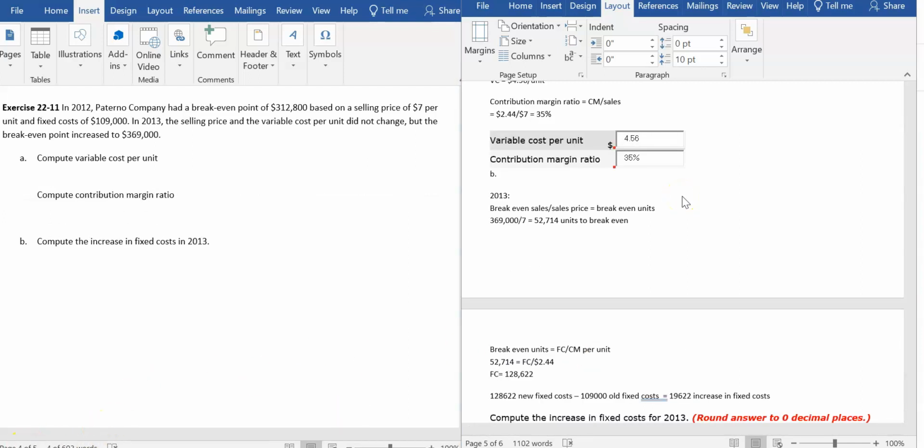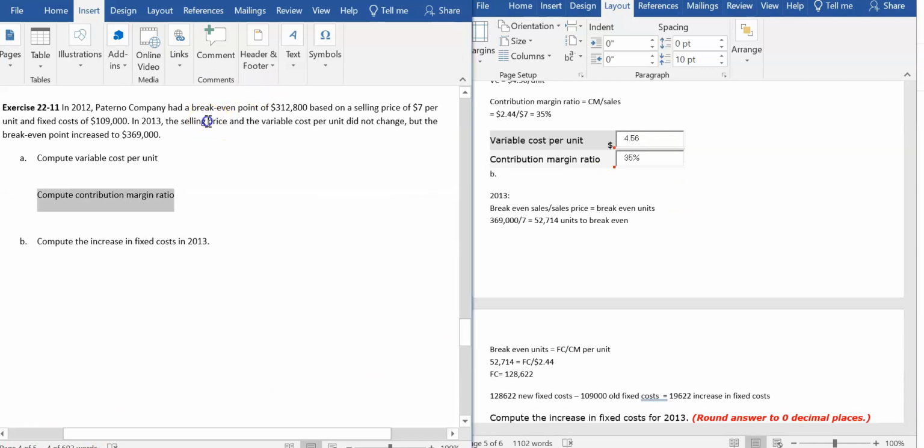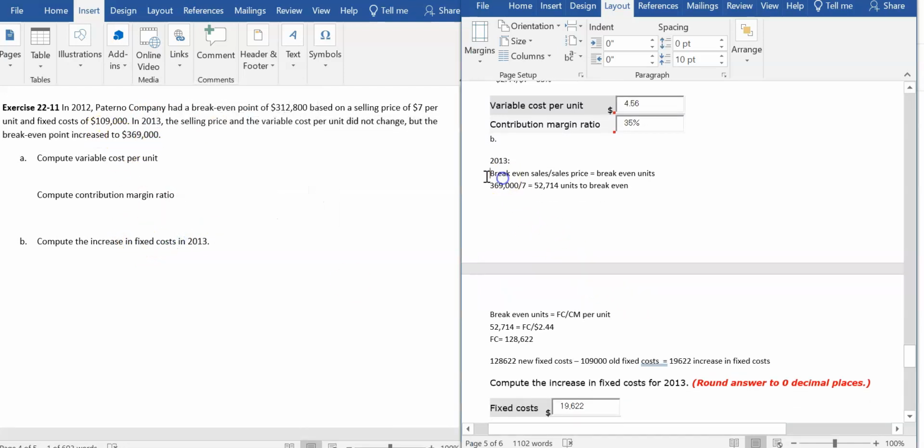Let's see what happened in 2013 when the selling price and variable cost per unit did not change, but the break-even point went up to $369,000. They want us to figure out what the increase in fixed costs was with all these changes. Okay, so we know that everything stayed the same in 2013 except for fixed costs, which caused the break-even point to go up. In 2013, the new break-even point is $369,000 divided by the selling price per unit. Our break-even point in units went up to 52,714.